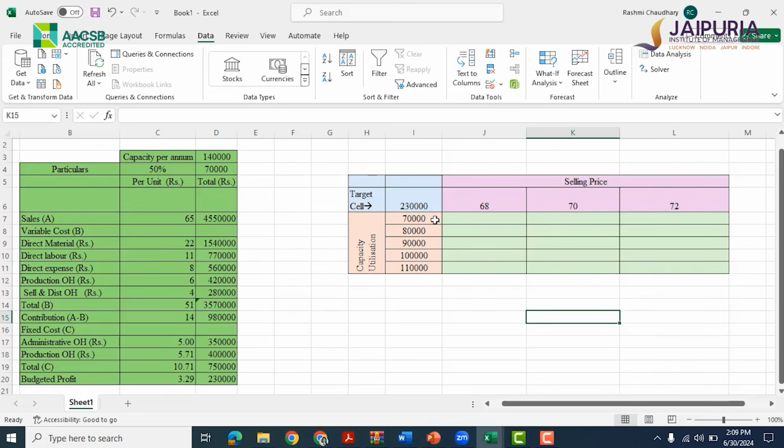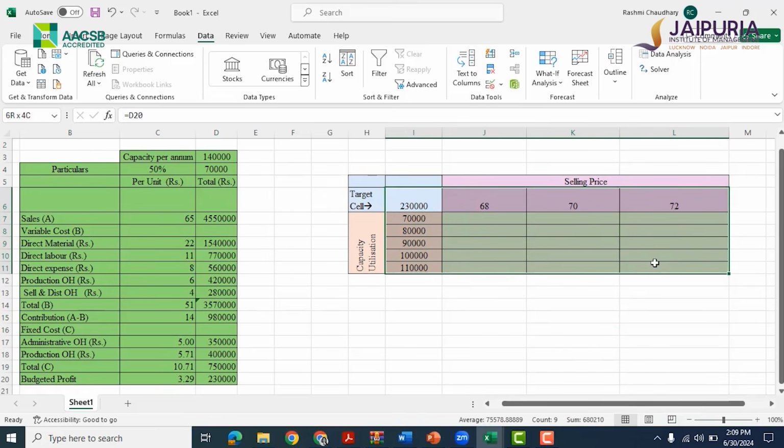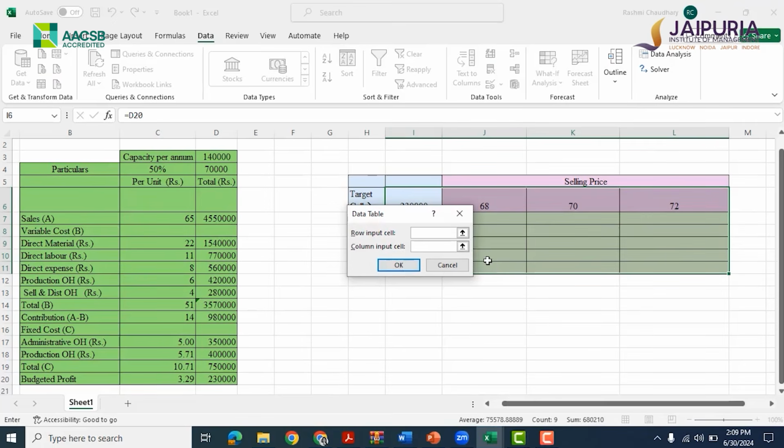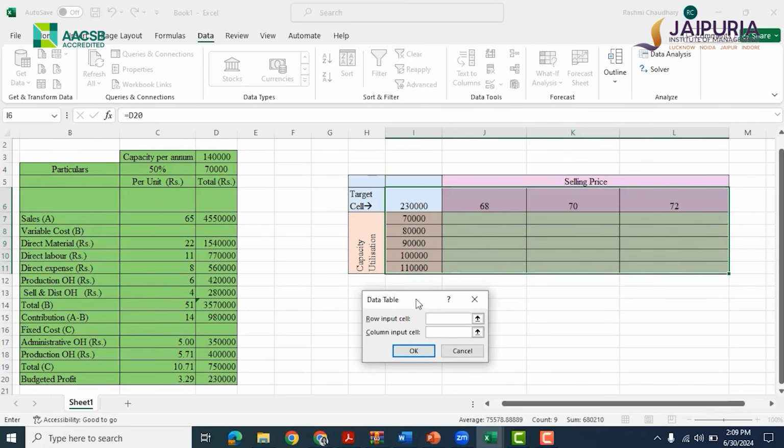So I need to select the entire chart from the target value itself. So the entire chart is selected. Now I'm going to data table, that is under the heading of what if analysis, data table. So now row input cell. So which thing is there in the row? The row has the selling price. So by changing the selling price, I need to select the selling price in the main table, and by changing the column input cell.